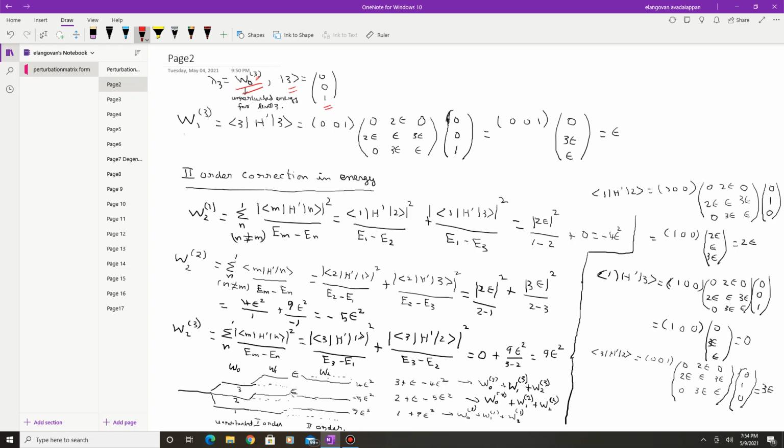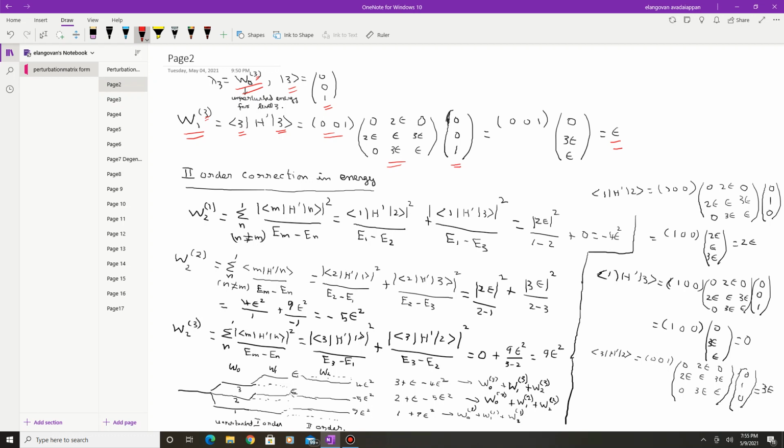Now the first order correction W1 corresponding to state 3 is bra 3 H prime ket 3. So once we evaluate, we will get the first order correction. So this is (0, 0, 1), a column vector, and its conjugate, this is a bra vector. So this is H prime. Once we multiply, again we will get epsilon, which is the first order correction energy for state 3 also.